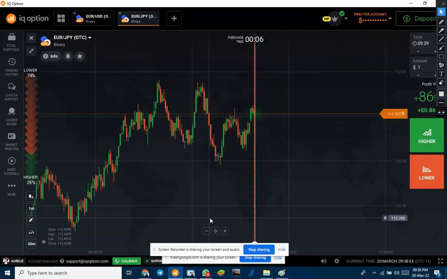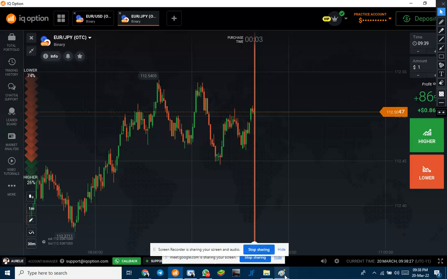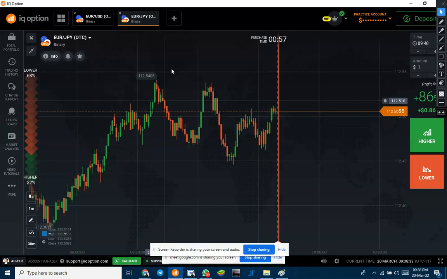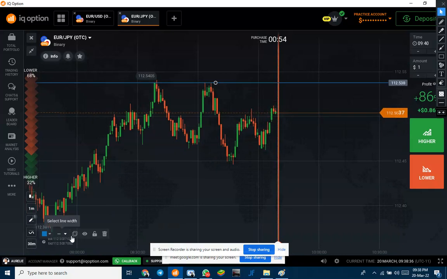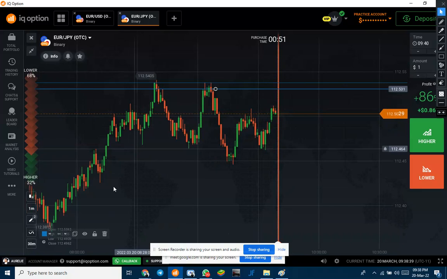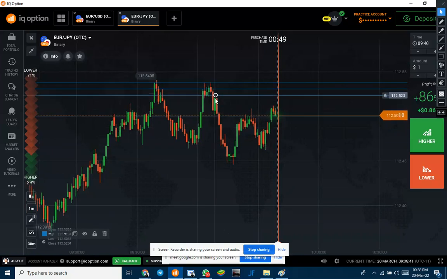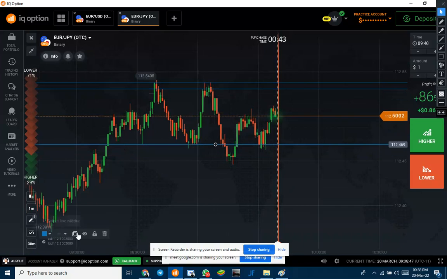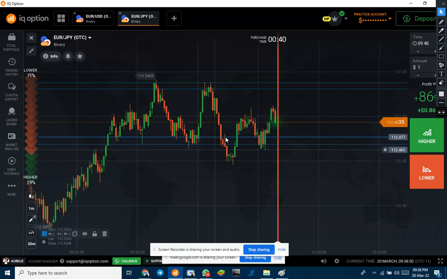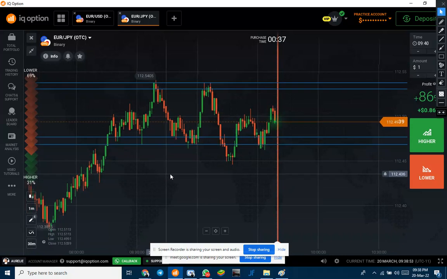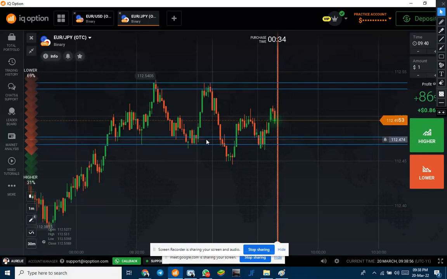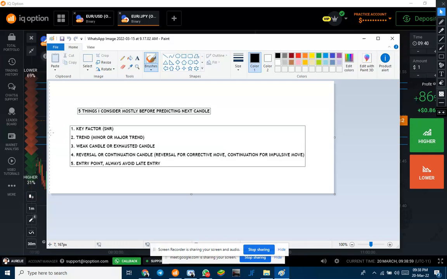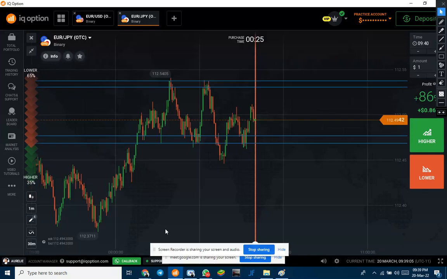So the first step is look for a key level, a key factor, key level. I can say this is my key factor. Those are my key factors, the resistance and the support. The next one is trend. Trend should be minor trend or major trend. Let's check what trend we are trading on.